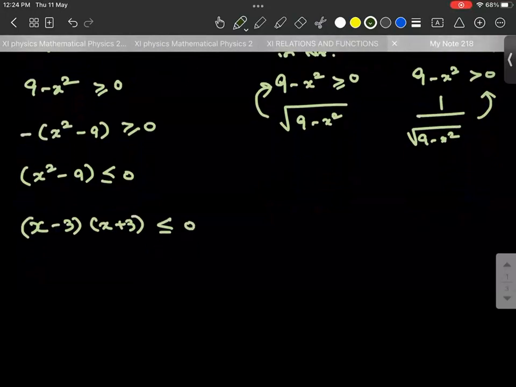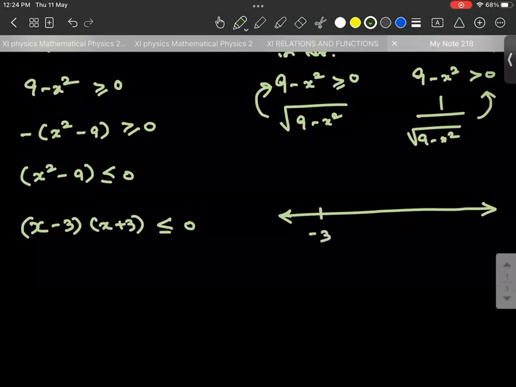Now, after you come to this step, all that you need to do is draw the number line. Look at the checkpoints where the function will become 0. So x minus 3 into x plus 3 is there. So the critical values, the endpoints, are minus 3 and plus 3. Why? If I equate x minus 3 equal to 0, I get x is equal to 3. That is this point. If I put x plus 3 equal to 0, I get x is equal to minus 3. That is this point.